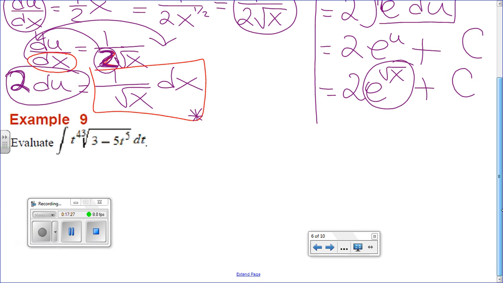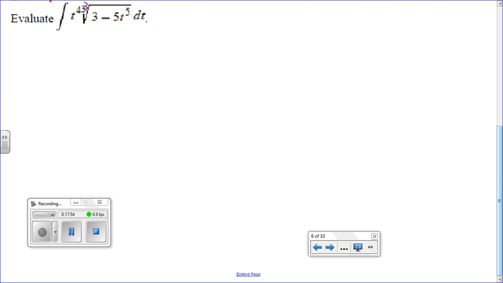Okay, let's move on to 9. And here 9, it was a little difficult at first because I thought that this said t to the power 43. Isn't it t to the power 4 and then a cube root? Correct. So it's actually what Karina says. T to the power 4, and then there's a cube root here. It's weird. Once I figured that out, the problem wasn't so difficult.